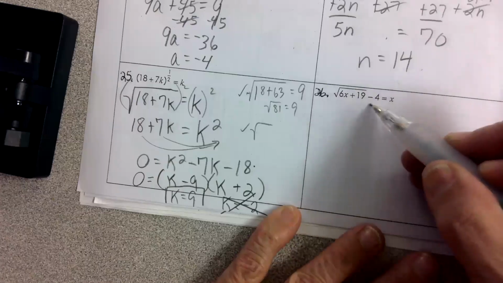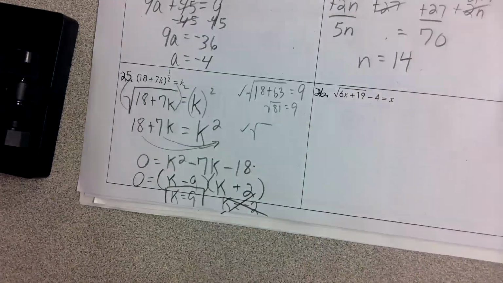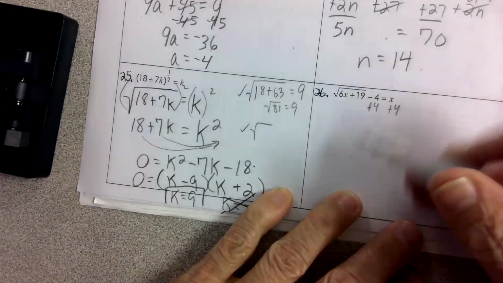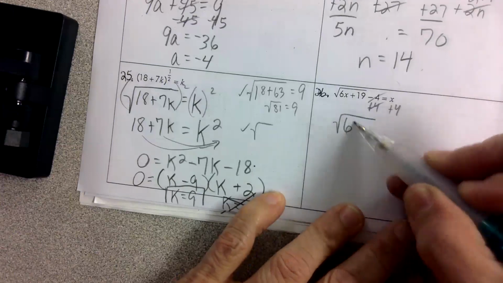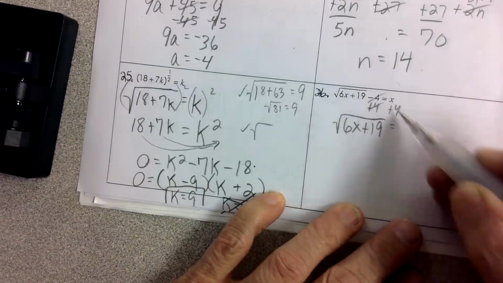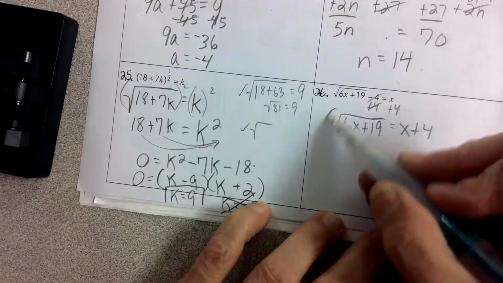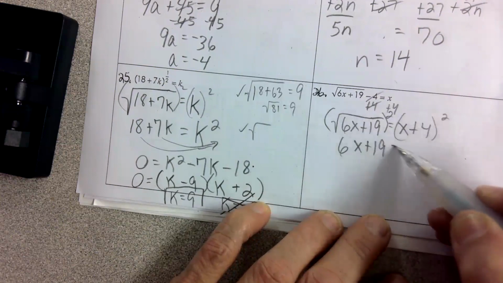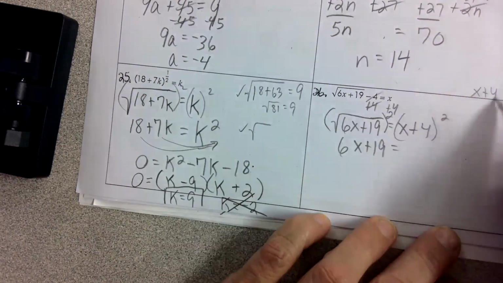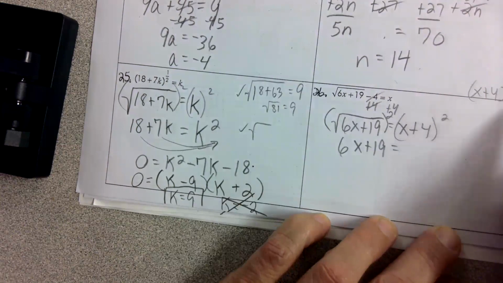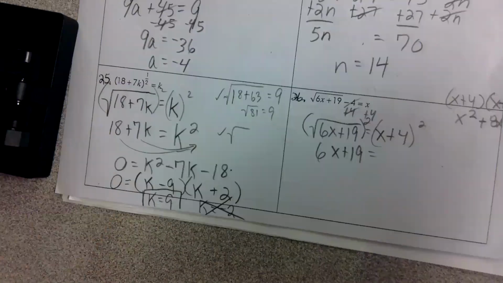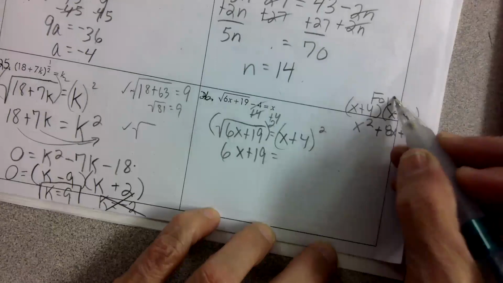Okay, number 26, you're going to add 4. And that would give you the square root of 6x plus 19 equals x plus 4. And then you square both sides. And that's 6x plus 19 equals x plus 4 times x plus 4, which is x squared plus 8x plus 16. Oh, you can't see that. Sorry. You got to FOIL that.